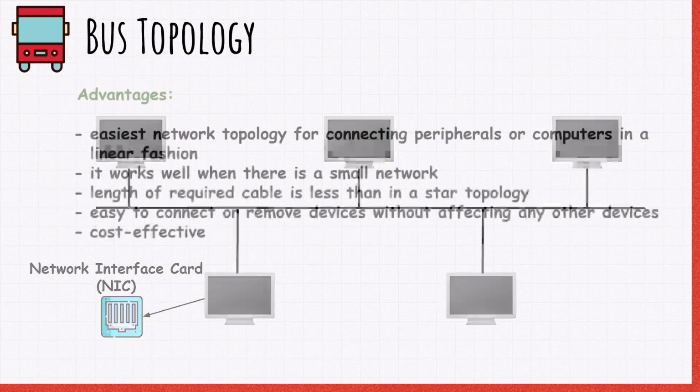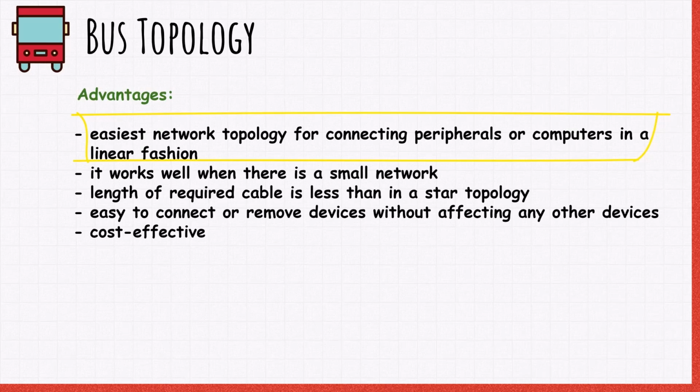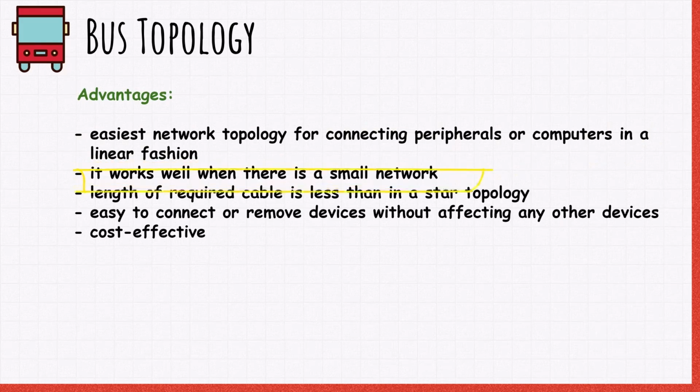Some of the advantages of bus topology would be that it is the easiest network topology for connecting peripherals or computers in a linear fashion. It works very efficiently when there is a small network. The length of the cable that is required is less than in a star topology. Another benefit of this topology is that it is easy to connect or remove devices in this network without affecting any other devices. It is also very cost-effective as compared to other network topologies.